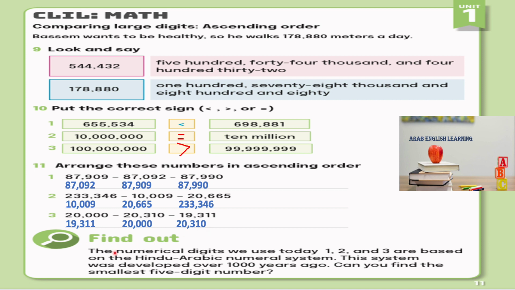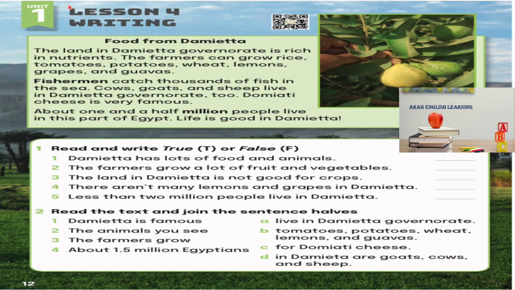Find out that the numerical digits we use today, like 1, 2, and 3, are based on the Hindu-Arabic numeral system. This system was developed over 1,000 years ago. So can you find out the smallest 5-digit number? Try to find out what the smallest 5-digit number is.